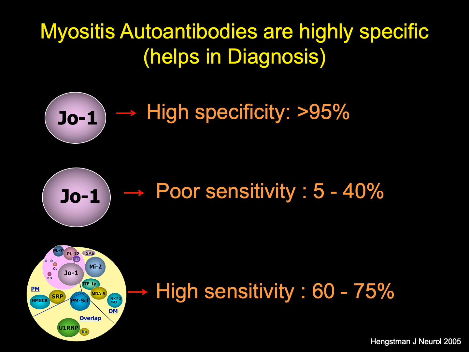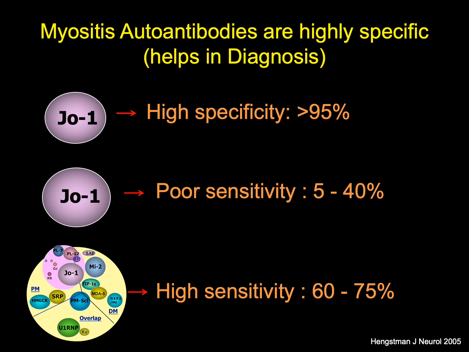Myositis autoantibodies are highly specific. Now, what do we mean by being highly specific? We basically mean they are highly specific for the underlying diagnosis of myositis. Therefore, typically, myositis autoantibodies are only seen in patients with myositis and are not seen with other autoimmune or non-autoimmune diseases. Therefore, having myositis autoantibodies can help in making a diagnosis of myositis.